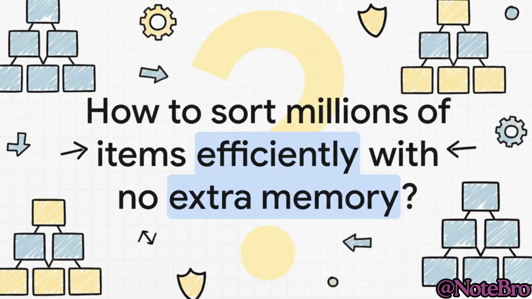So let's set the stage. Imagine you've got millions of items to sort. Maybe it's user scores, maybe it's inventory data. But here's the catch. Your system is running on fumes. You have absolutely no extra memory to just make a new sorted copy of the list. You have to sort it right there, in place. That challenge is exactly what Heap Sort was designed to solve.